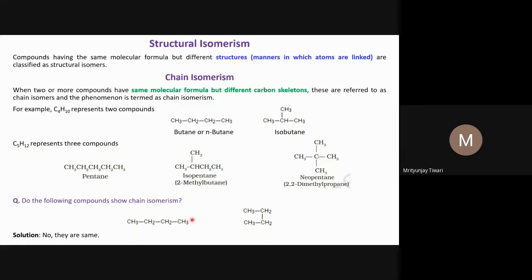So they are the same compound, they are not isomers. Even if the compounds have different molecular formulas, in that case they are not isomers. They cannot be called isomers because isomers is defined only for those compounds which have the same molecular formula.